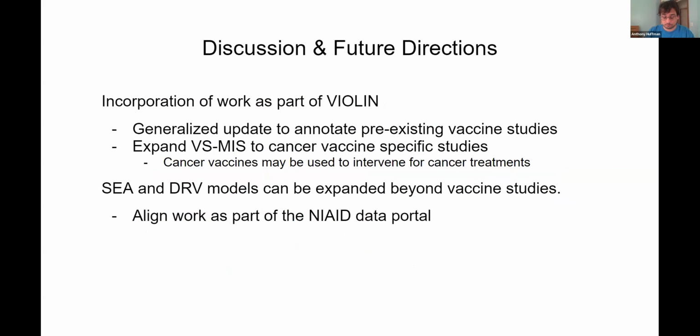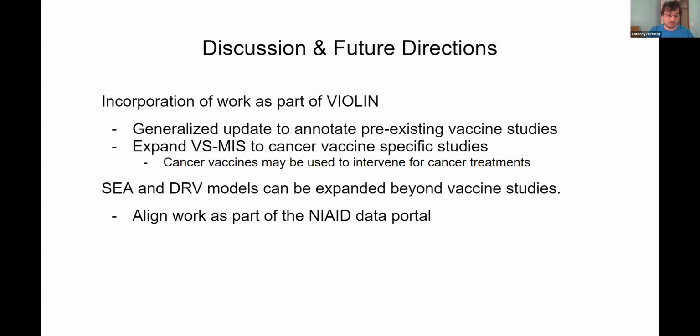As for future work, we have this framework. We still need to get this submitted for peer review to make sure that our thinking is completely correct and needs no further modifications. But we want to use this in order to provide a general update to all the different vaccine studies and work we've done in VIO.